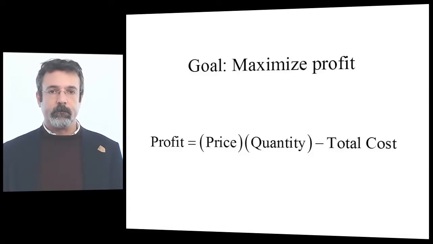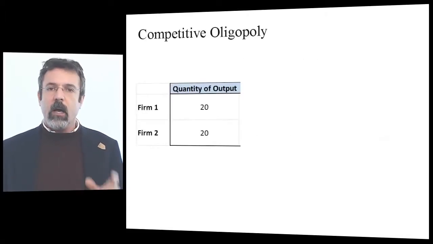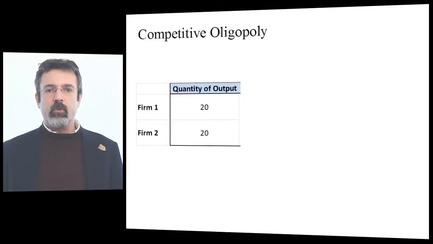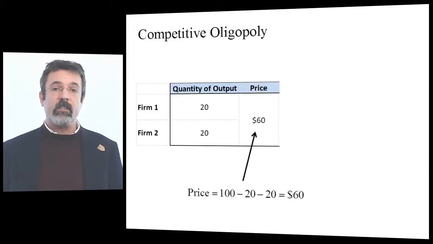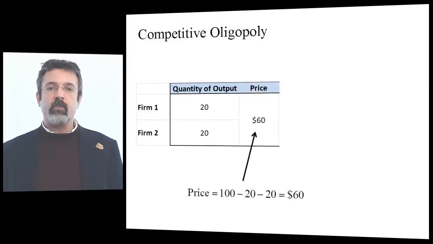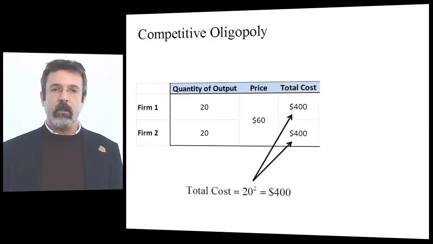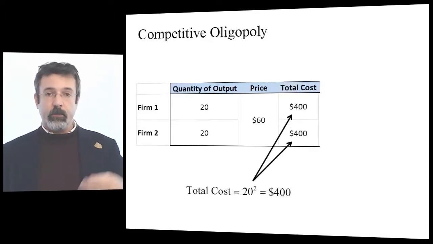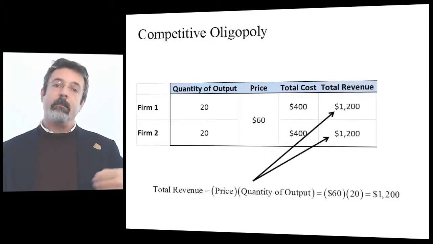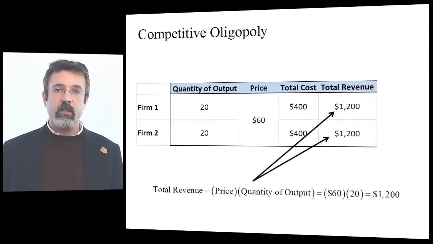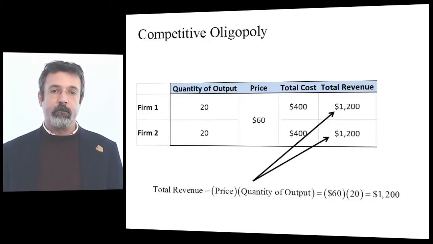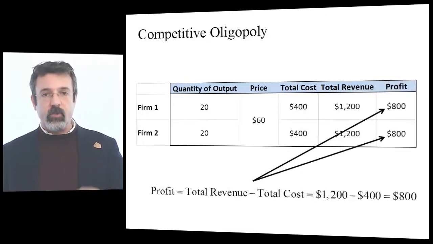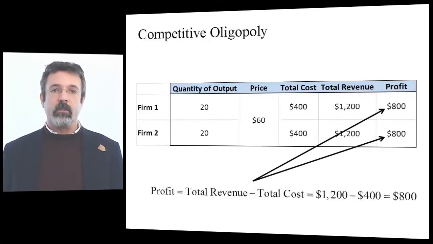total cost. So it turns out that in the competitive oligopoly case, each of these firms will produce 20 units of output. This gives us a market price of $60. Each firm's total cost is 20 squared, or 400. The firm's total revenue is the price of the product, $60, multiplied by the number of units the firm is producing, that's 20 units, or $1,200 for each firm. Each firm's profit is its total revenue minus its total cost, $1,200 minus $400, or $800. This is the competitive oligopoly scenario.